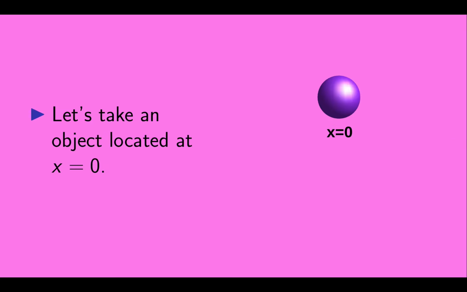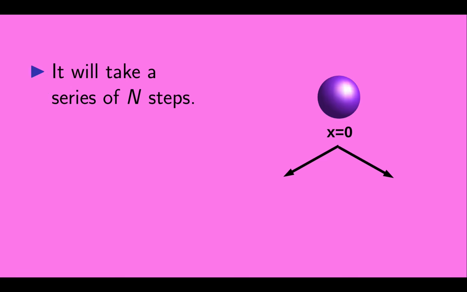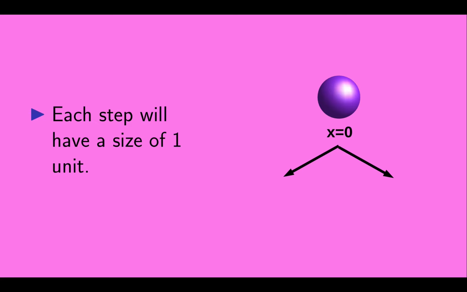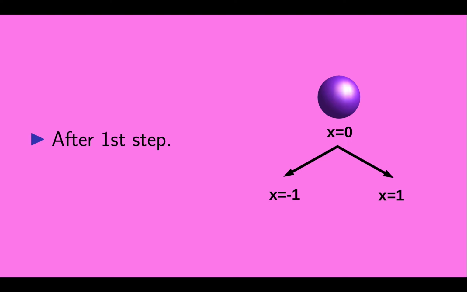Let's take an object located at the position x equals 0. It will take a series of n steps. Each step will either be to the right, which we will call the positive x direction, or toward the left, the negative x direction. Each step will have a size of 1 unit. So, after the first step, the object can be at either x equals -1 or x equals +1.